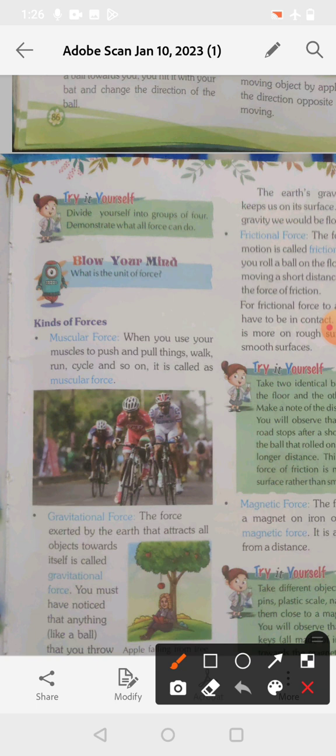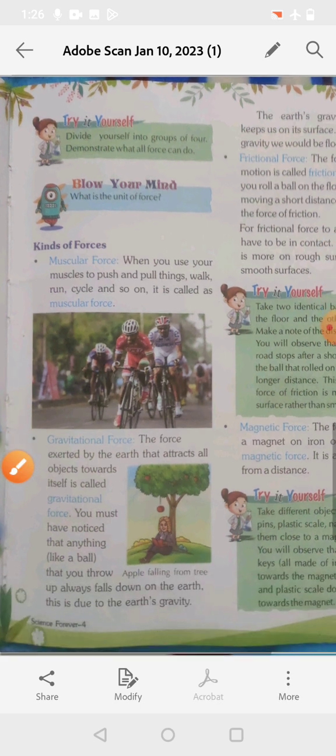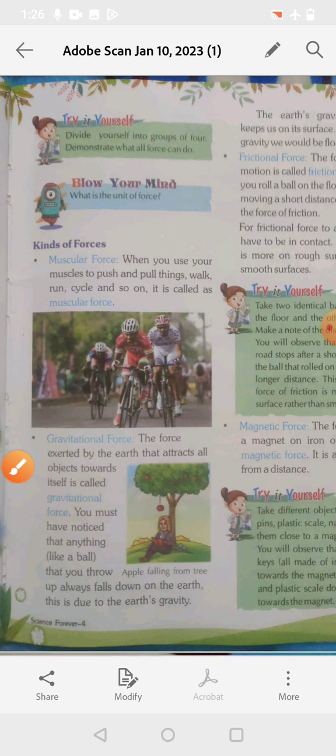Earth has a gravitational force that attracts all objects towards itself, and that force is called gravitational force. You must have noticed that anything, like a ball that you throw up, always falls down on the earth, right? This is due to the earth's gravity. The earth's gravitational force keeps us on its surface.